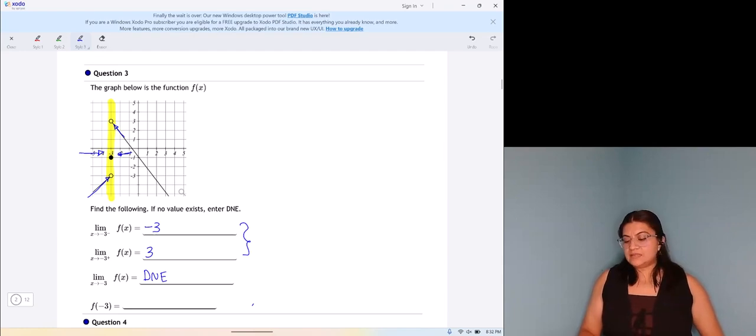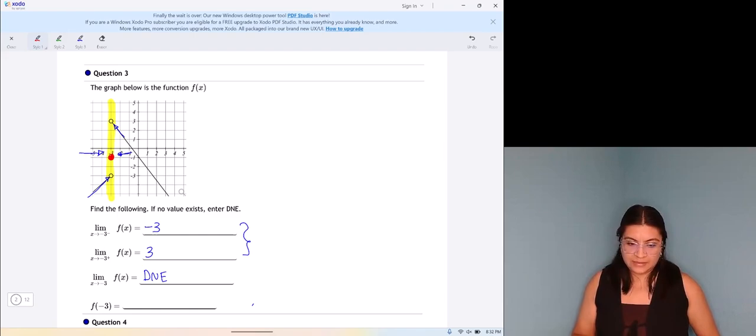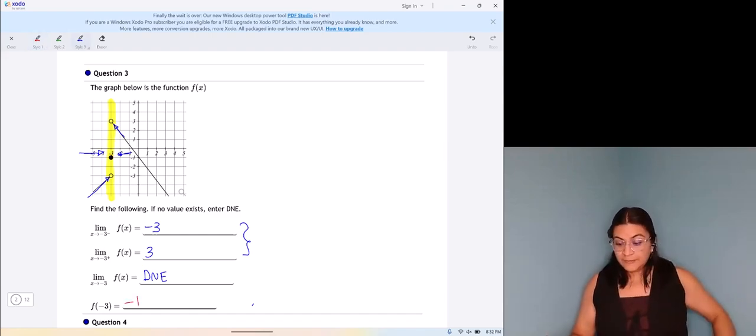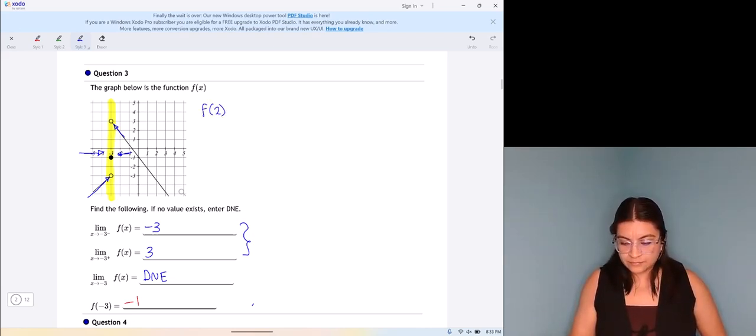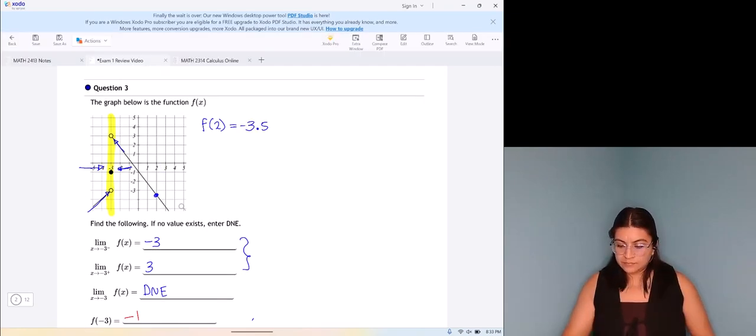The next one is not asking for limits. It's just asking for f of -3. What is the y value when x is -3? For that, we're looking at the closed circle, and in this case, the y value is -1. Assume that instead of f of -3, it was asking for f of 2. This is x equals 2, and we're looking at this value over here. That looks like it's about -3.5. So you would say f of 2 is -3.5.